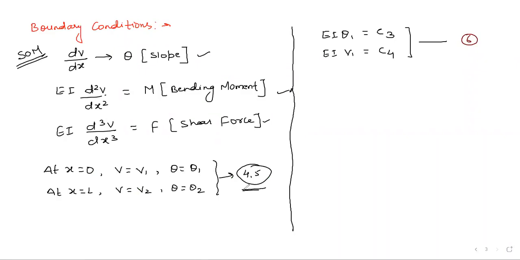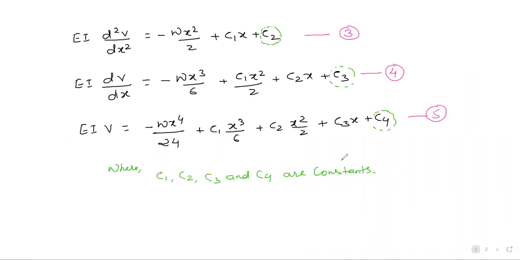What I said, put it in equation number 4 and 5. So x is equal to 0. So if you put x is equal to 0 in equation number 4, this term will be eliminated. X is equal to 0, so minus w into 0 will be 0. This term will be eliminated. This term will be eliminated.